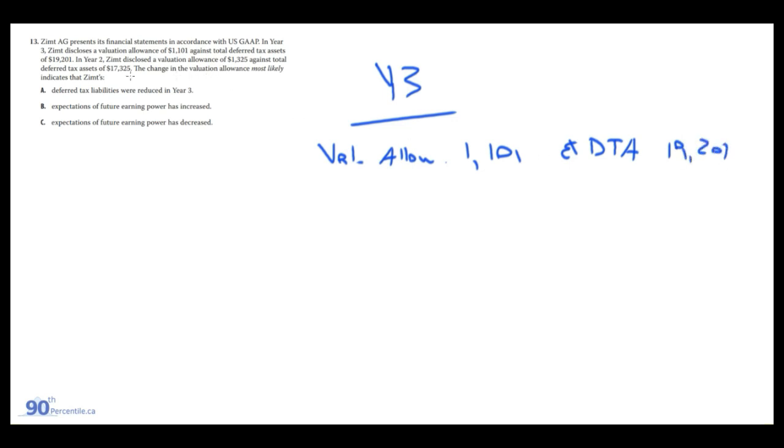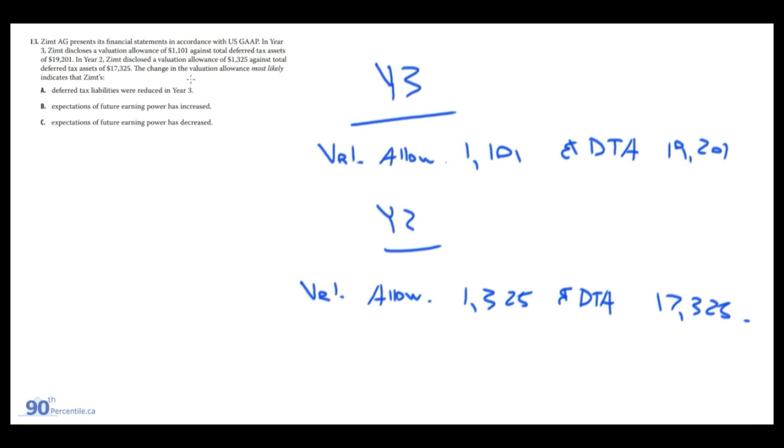We have a company who prepares the statements under GAAP. In year three, what do we have? A valuation allowance of 1,101 against deferred tax assets, and DTA of 19,201. And then in year two, see, they're messing around with the ordering of this. Year three is up here and year two is below. Just trying to trick you, so be careful of that. So year two, valuation allowance of 1,325 and DTA of 17,325.